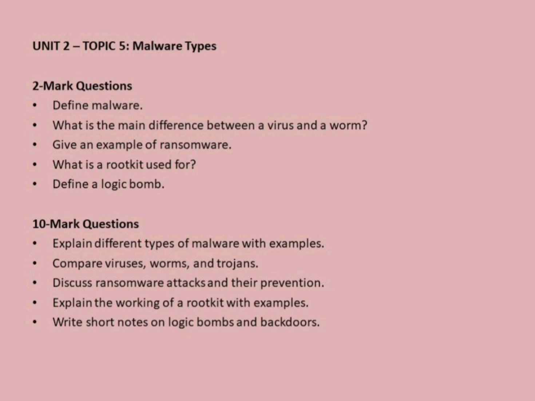Backdoors. These provide secret entry points into a system, bypassing normal authentication. Attackers use backdoors to maintain long-term access after compromising a system. In short, malware can take many forms, from self-spreading worms to deceptive Trojans and dangerous ransomware. Understanding these types helps us develop better defenses and stay safe in the digital world.